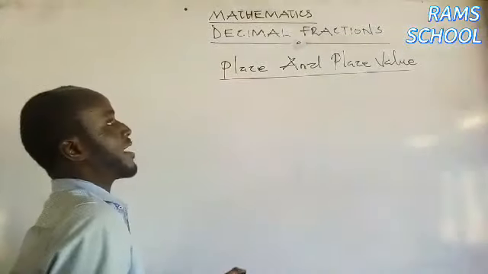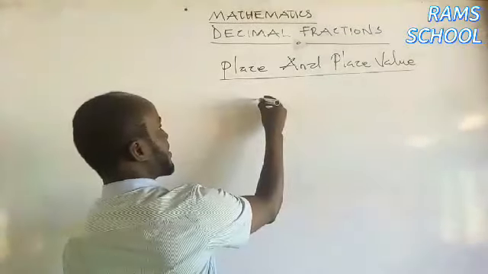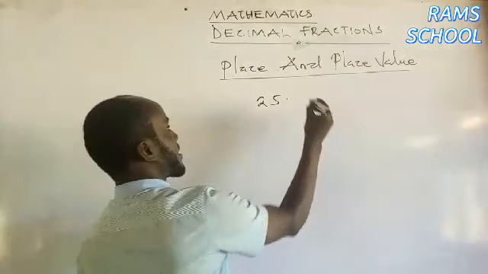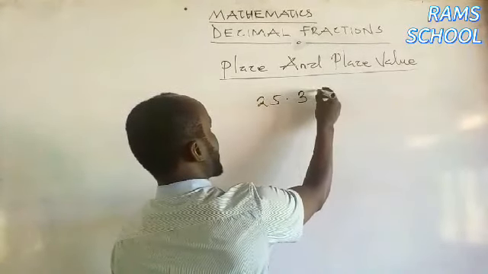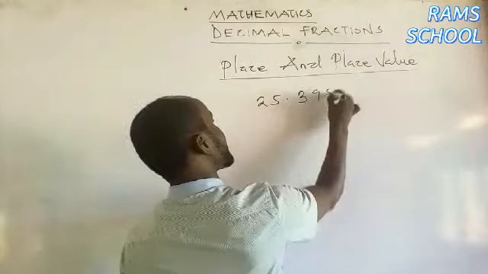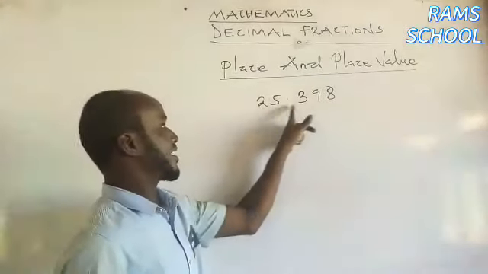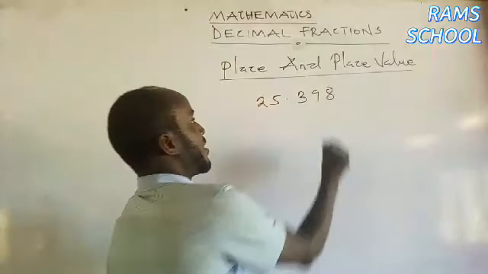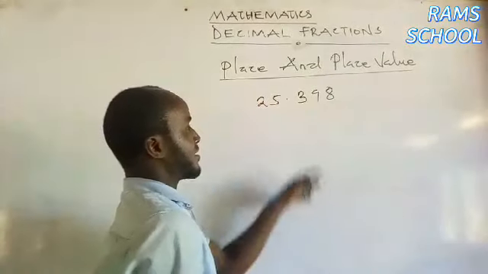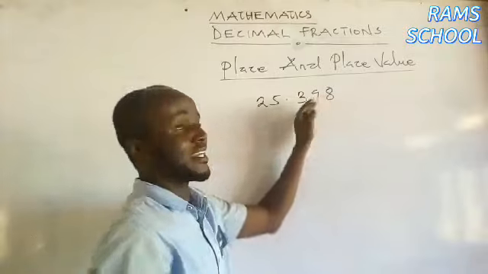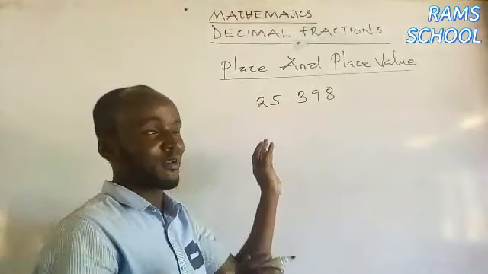So let's take a decimal fraction as 25.398. Let's take something like this. I've already told you that the 398 are what we call the decimals. The 25 here is not a decimal.